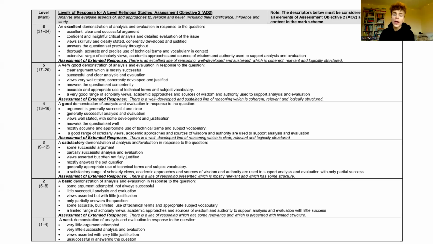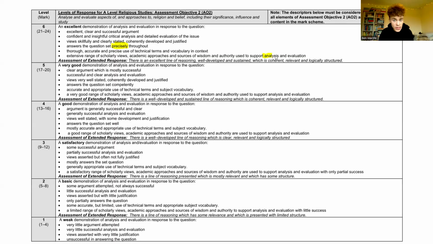You need to answer the question set precisely throughout. So again, it's about this relevance. You've got to answer the exact question. Don't just start going off on a tangent. Make sure everything is really focused on answering the question. We want thorough, accurate and precise use of technical terms and vocabulary, again, and then of course extensive range of scholarly views, academic approaches and sources of wisdom and authority used to support analysis and evaluation.